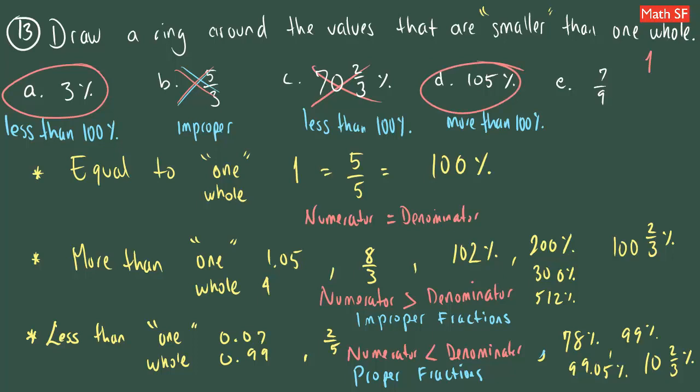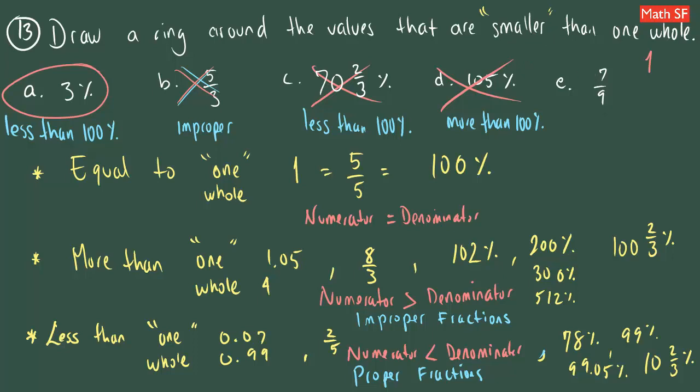7/9. Wait. So that's more than one whole, so that should not be correct. We made one mistake there, I'm sorry about it. So that should be not. It's more than 100%, and we were looking for smaller. So a smaller number should be less than 100%.